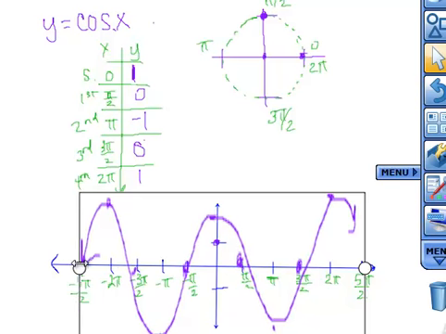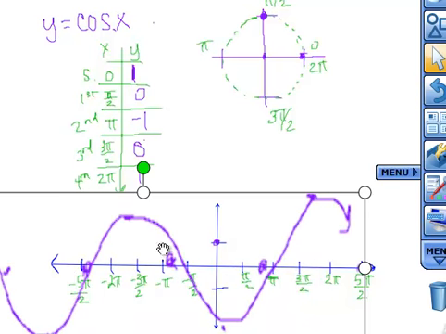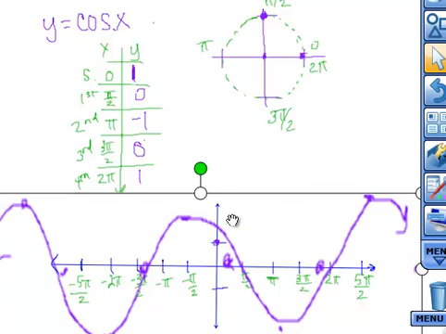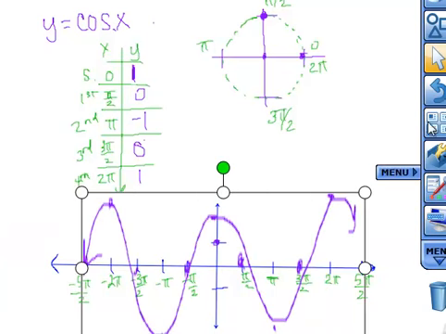There might be a vertical stretch and a horizontal stretch, so what happens is something like this, where our period will no longer just take 2 pi. It's going to be something else.